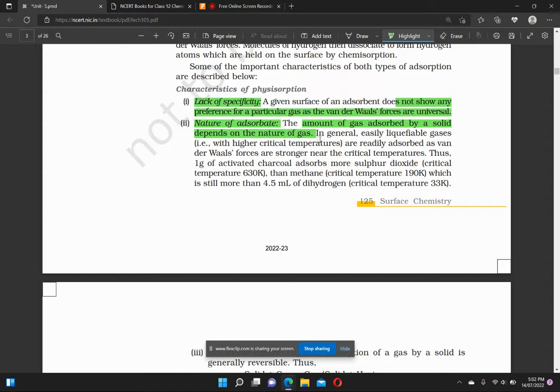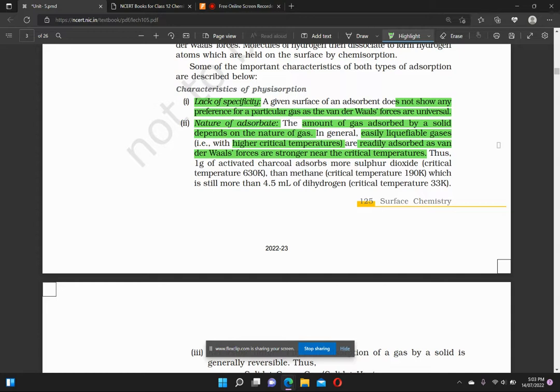Easily liquefiable gases, that is those with higher critical temperatures, are readily adsorbed, as van der Waals forces are stronger near the critical temperatures. So, understood? The amount of gas adsorbed by a solid depends on the nature of the gas. Easily liquefiable gases, that is higher critical temperatures, are readily adsorbed as van der Waals forces are stronger near the critical temperatures.